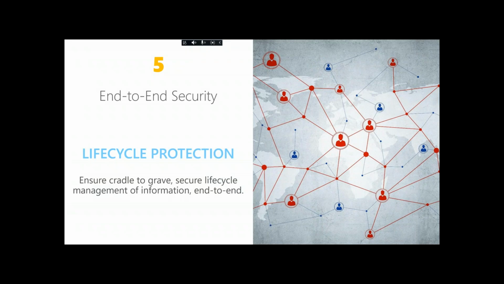The fifth principle about end-to-end security means that privacy must be continuously protected throughout its lifecycle. Collaborate with stakeholders to identify appropriate security measures aligned to the sensitivity of the personal data that is being processed. Not all data are the same.